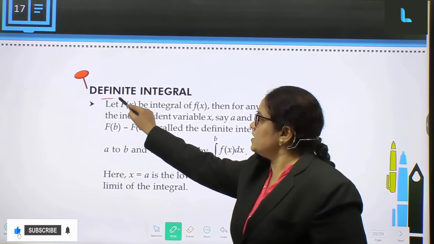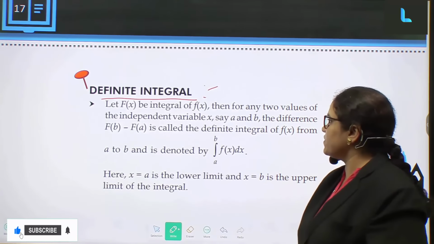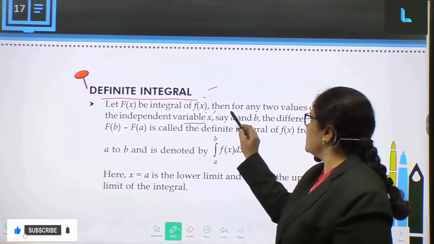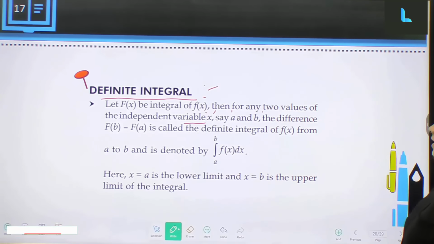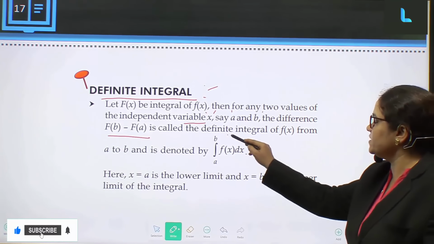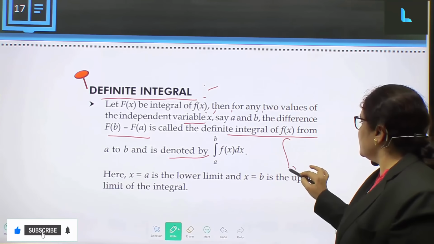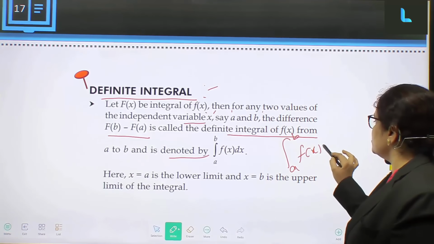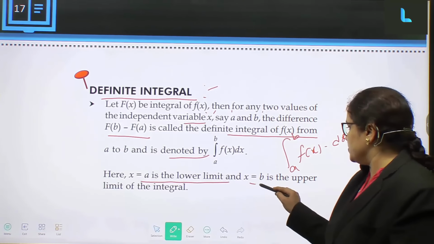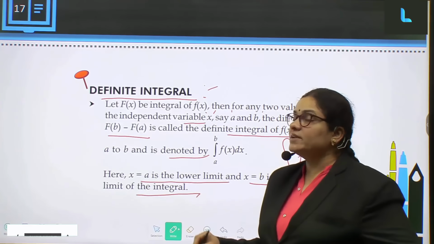Next topic is definite integral. Let capital F of x be an integral of f of x, then for any two values of the independent variable x, say a and b, the difference F of b minus F of a is called the definite integral of f of x from a to b, and it is denoted by integral a to b f of x into dx. Here x equal to a is the lower limit and x equal to b is the upper limit of the integral. This is the definite integral.